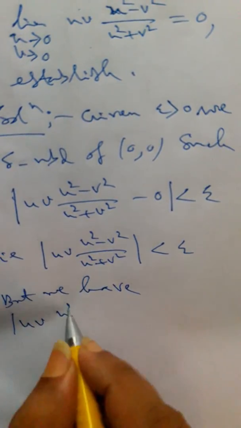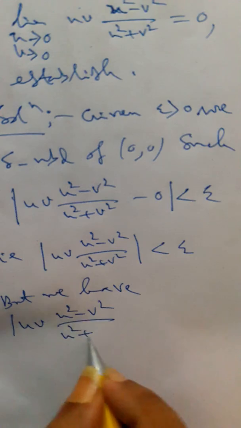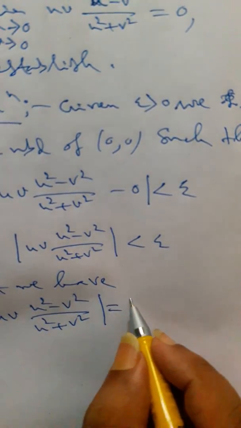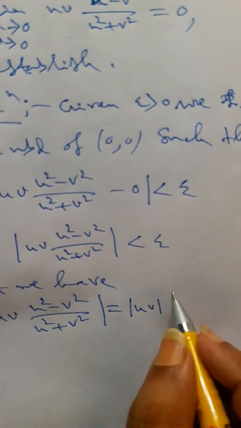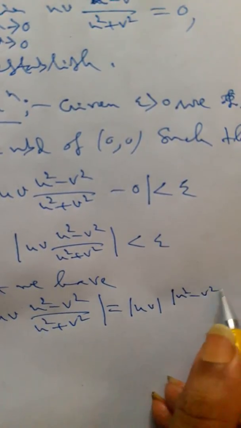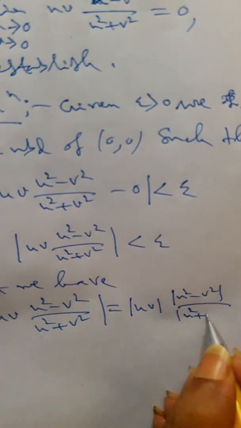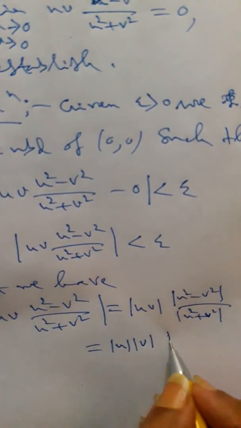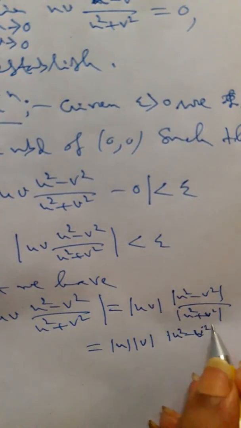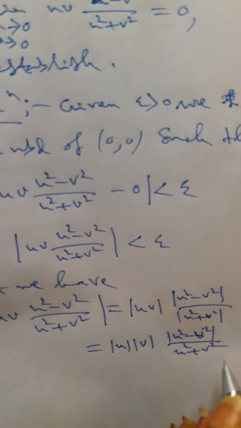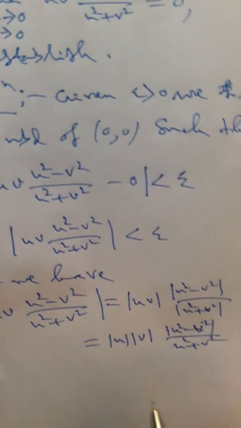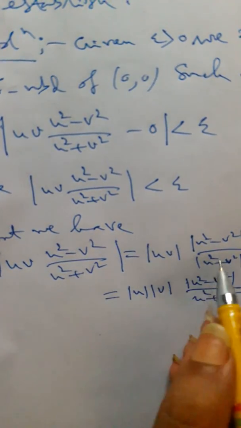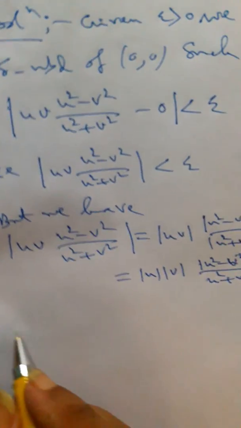But we have mod of uv (u square minus v square) by (u square plus v square) equals mod u, mod v, and mod of (u square minus v square) by (u square plus v square). So using the property of mod, we are getting these results.